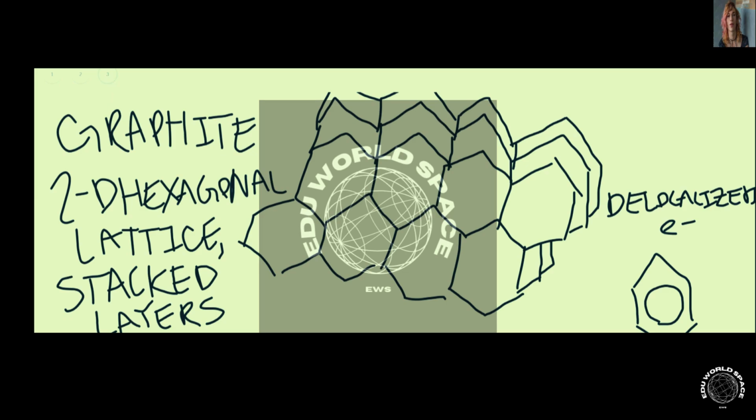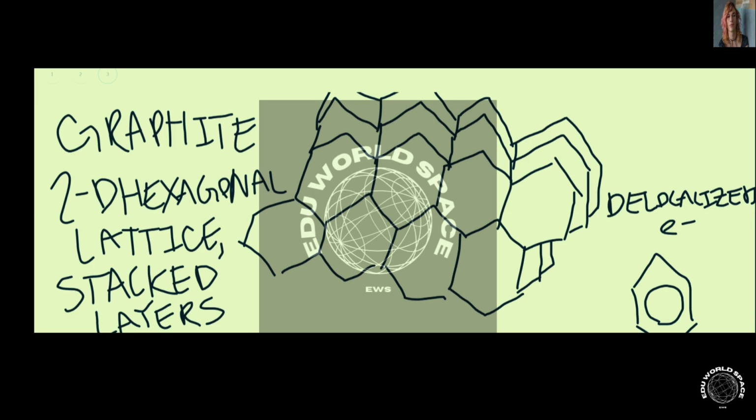Graphite, on the other hand, is not a 3D lattice. It's a two-dimensional hexagonal lattice. So you have these interlocking six-membered rings making up a two-dimensional lattice, and then in the third dimension, they're stacked like layers. So in this case, each carbon atom is not bonded to 4 other carbon atoms. It's only bonded to 3 other carbon atoms. So not all of carbon's valence electrons are tied up in bonding. So you have delocalized electrons in these rings.